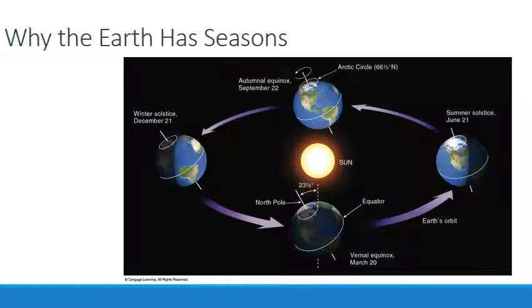As the Earth revolves around the sun, it's tilted on its axis by an angle of about 23.5 degrees. That's illustrated in this figure right here. So when we look at that angle, that's a very important one for our seasonality.